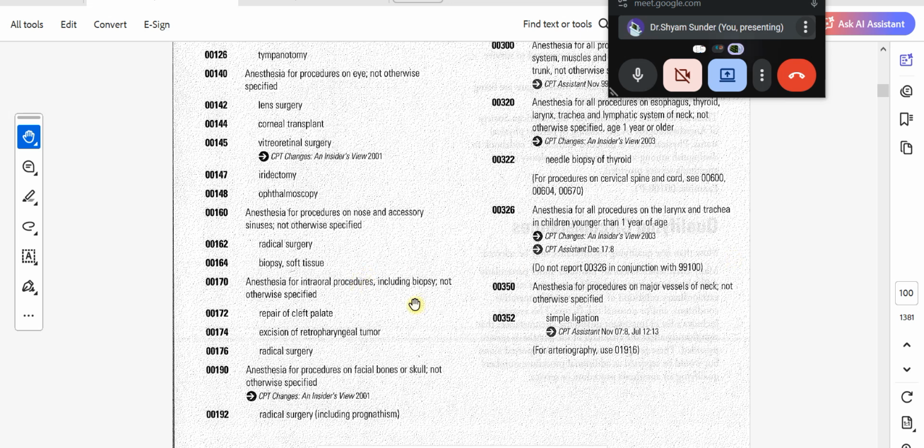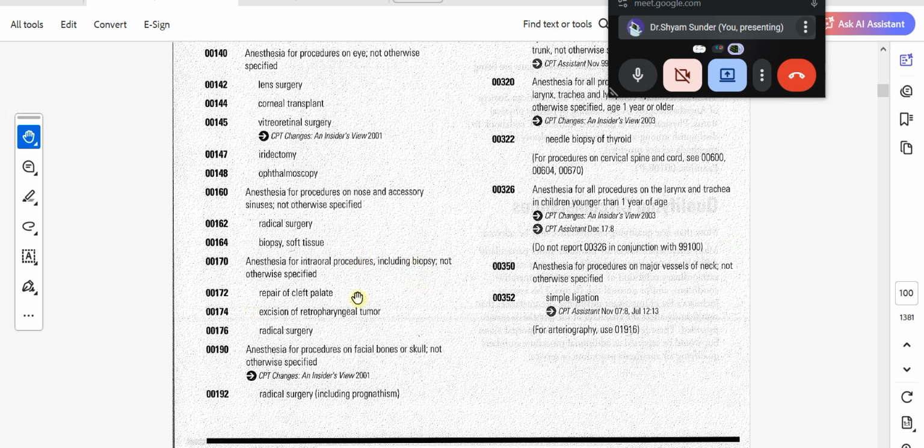Yes, because that's the only way. Because intraoral procedures, anything 00172, 174, 176, these are specific procedures. Anything other than these three, you have to go with 00170. Yes.